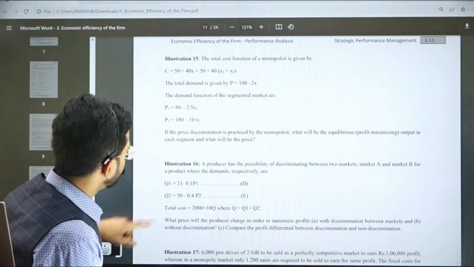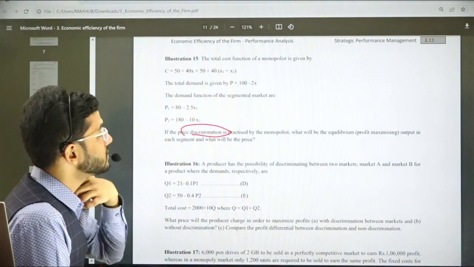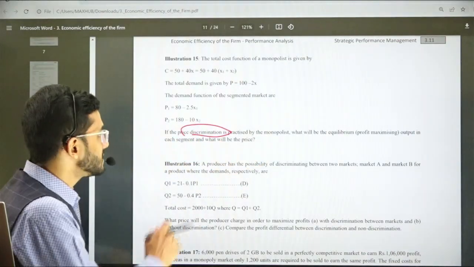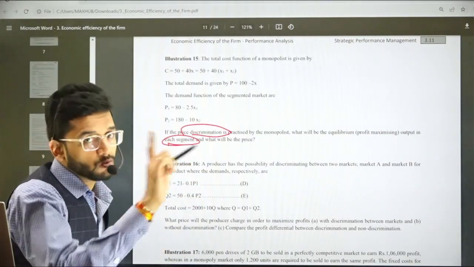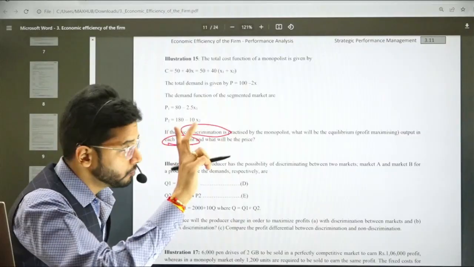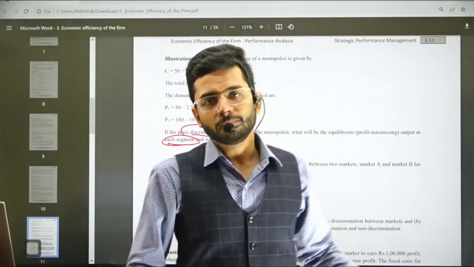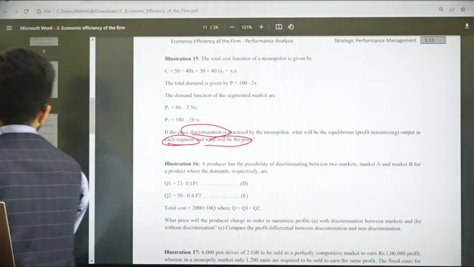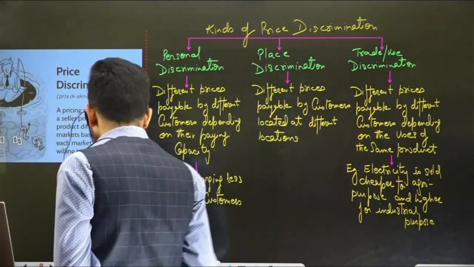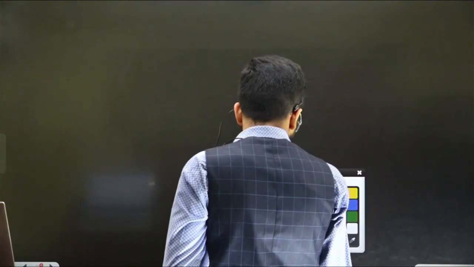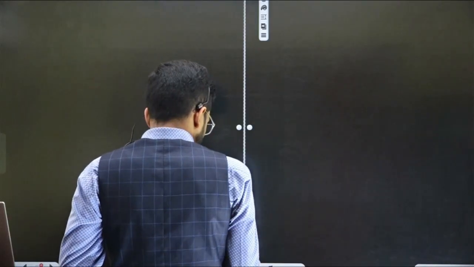Okay, so if price discrimination is practiced, which means we are selling the goods at a different price in both of the markets, then what will be the equilibrium profit maximizing output in each segment? You have to compute the profit maximizing output of each of the segments, market 1 and market 2, differently. Two computations will be done in this, and what will be the price? So first you need to compute the profit maximizing output and then the price in each of the two markets. So the price discrimination is to be practiced. Okay, so let's start illustration number 15.